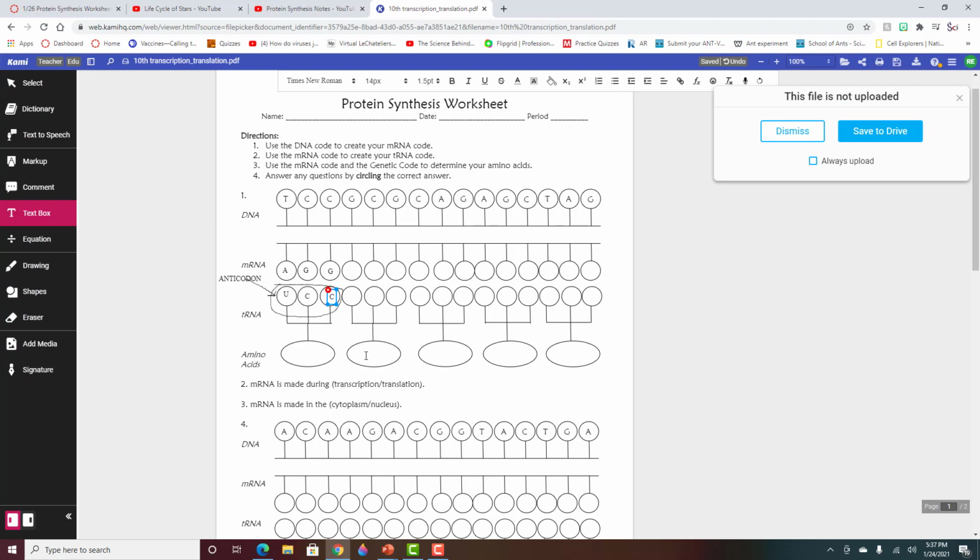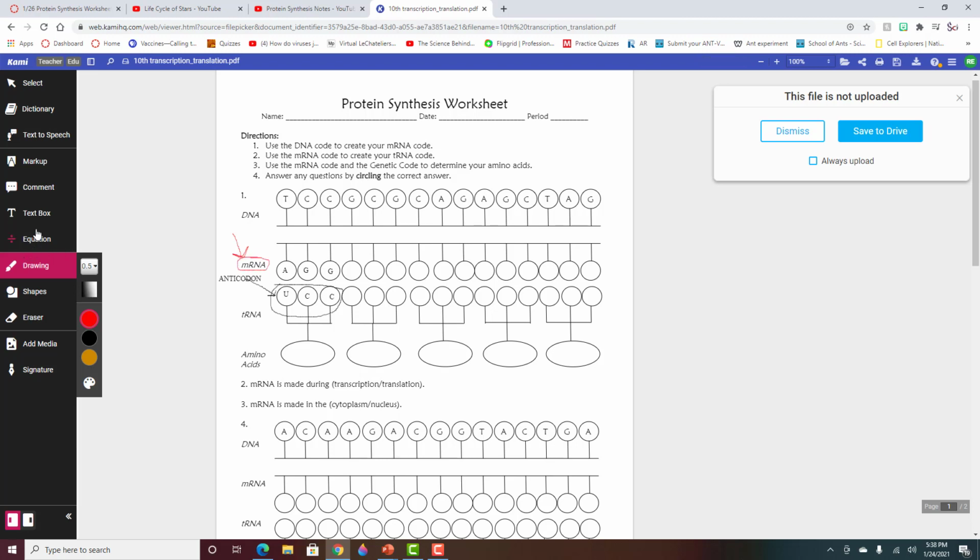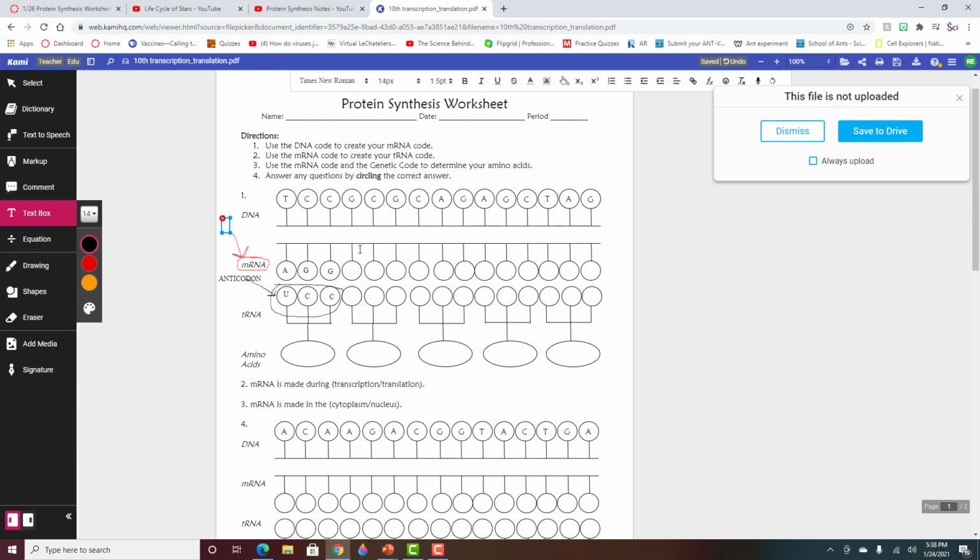So the hardest part about this worksheet is to remember which one to look up on the chart. If you look up the wrong one, you will get the wrong amino acid. So it's really, really important to remember that that codon chart is an mRNA codon chart. When you look up the codons, make sure that you use your mRNA. Use this one to look up on the chart. Don't use the tRNA. Make sure you look up this set of three, not this tRNA set of three. Otherwise, you'll get the wrong answer.